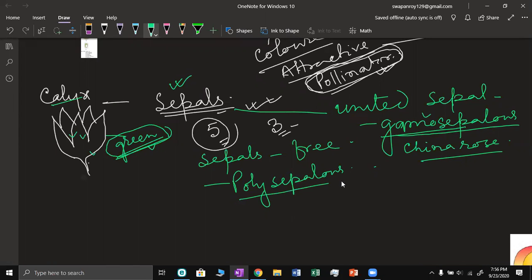Actually, the same characteristics are used for the corolla also, and the unit of corolla is petal. So when the petals are united, they are called gamopetalous, and when free, polypetalous.